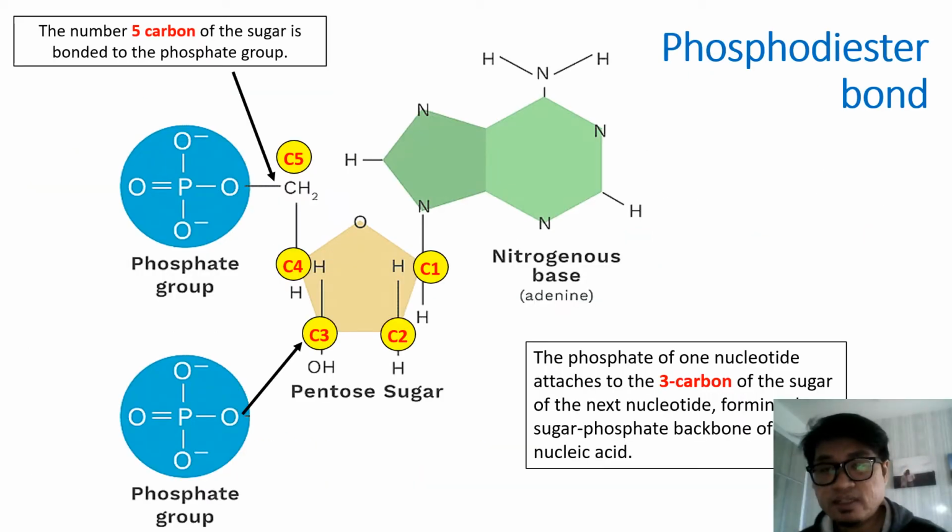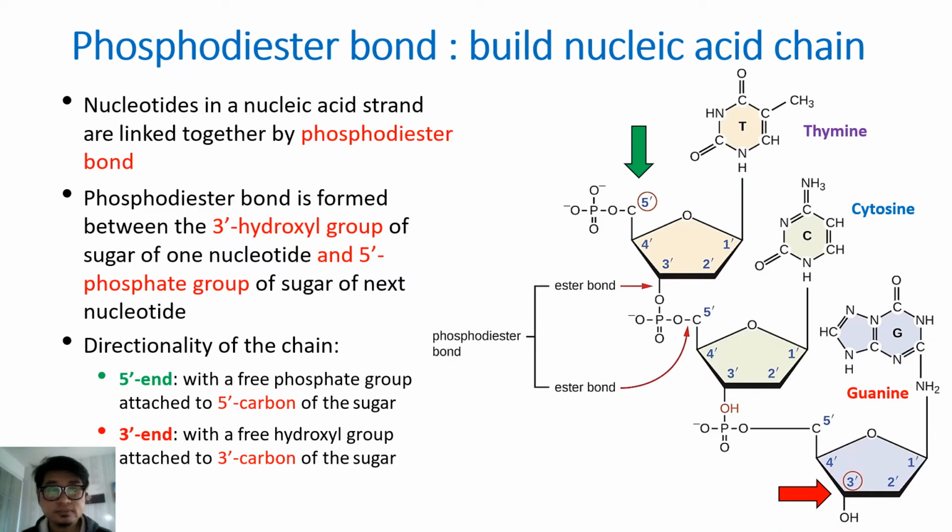Okay, so in this nucleotide, there's a bond known as a phosphodiester bond. The phosphodiester bond binds to the carbon number 5 of the pentose sugar. The other phosphate group will bind to the carbon number 3 on the pentose sugar. So this is the phosphodiester bond that makes the strand of the DNA and RNA. All right, so we move on to the next slide.